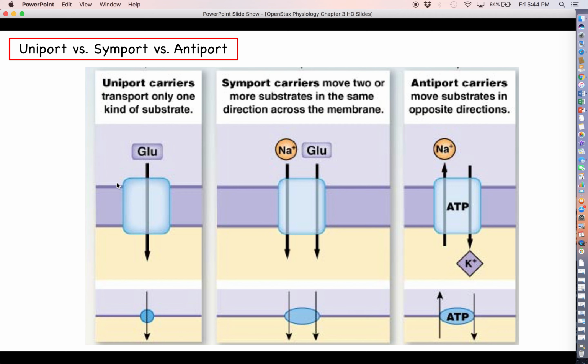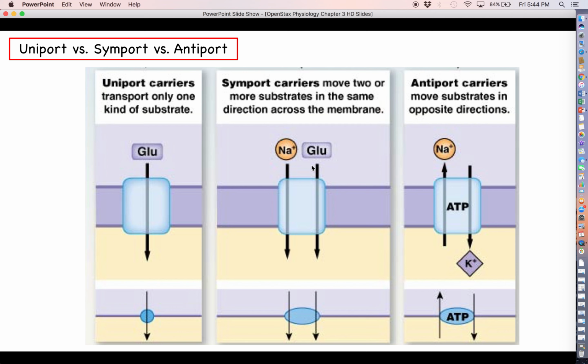In the case of glucose, or something like it, being the only thing that moves through the transporter, we call that a uniport carrier. So uni meaning one. If there's only one solute moving through a channel or a carrier at a time, we call it a uniporter.